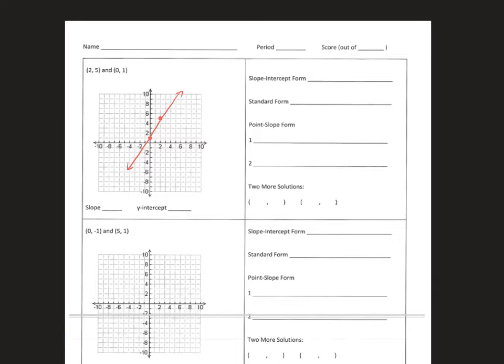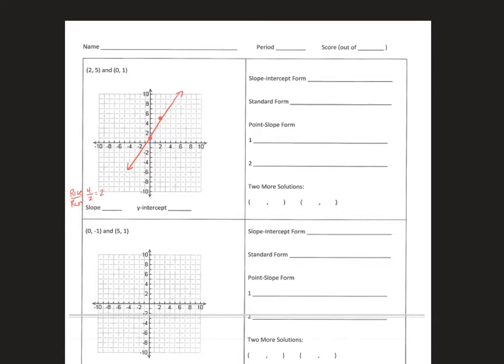We have 2 ways of finding slope. We can either use rise over run, which means that I'm just going to count up 1, 2, 3, 4, and to the right 2. So that's positive 4, and going to the right is positive 2, which simplifies to 2.